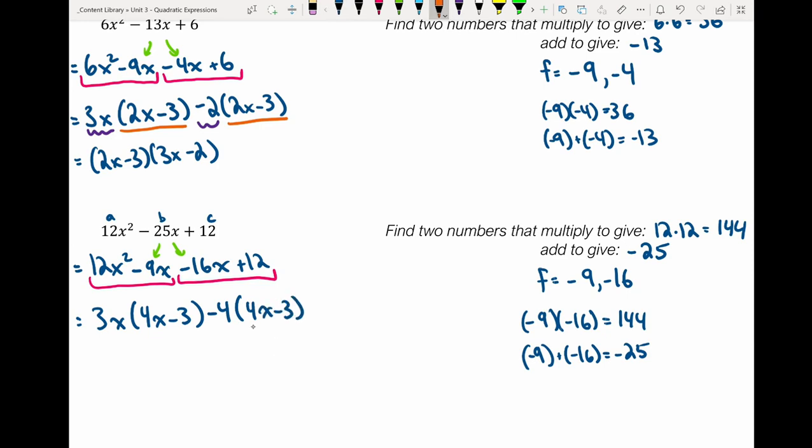I should see that my brackets here are the same or common between these two terms, so I can factor that out. And so again, factoring by grouping. And my second bracket is just going to be the remainder of what's left over. So the 3x minus 4. And there we have our factored form.